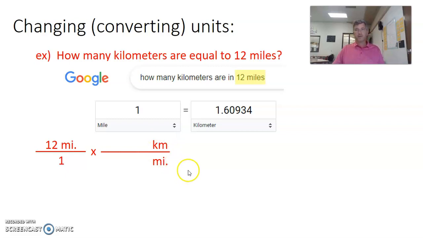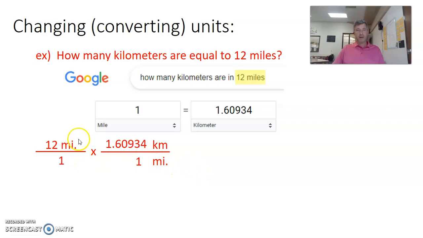All right, so then the next question is, what's the relationship between miles and kilometers? And that's where you could look it up. In this case, 1 mile is equal to 1.60934 kilometers. And so what we do is we simply put the number next to the unit. So 1 goes next to miles, and this big long number, 1.60934, goes next to kilometers.